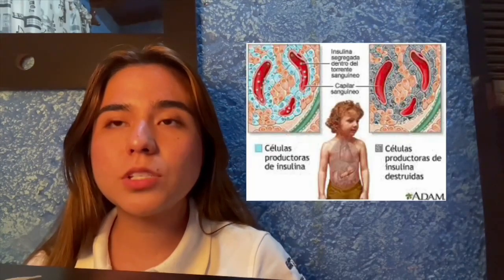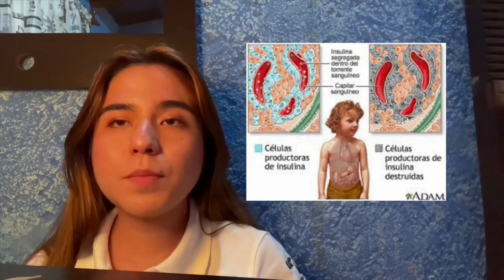Now, clinical manifestations. Some people, especially if they have prediabetes, gestational diabetes, or type 2 diabetes, may not have clinical manifestation. In type 1, manifestations tend to come quickly and be more severe.